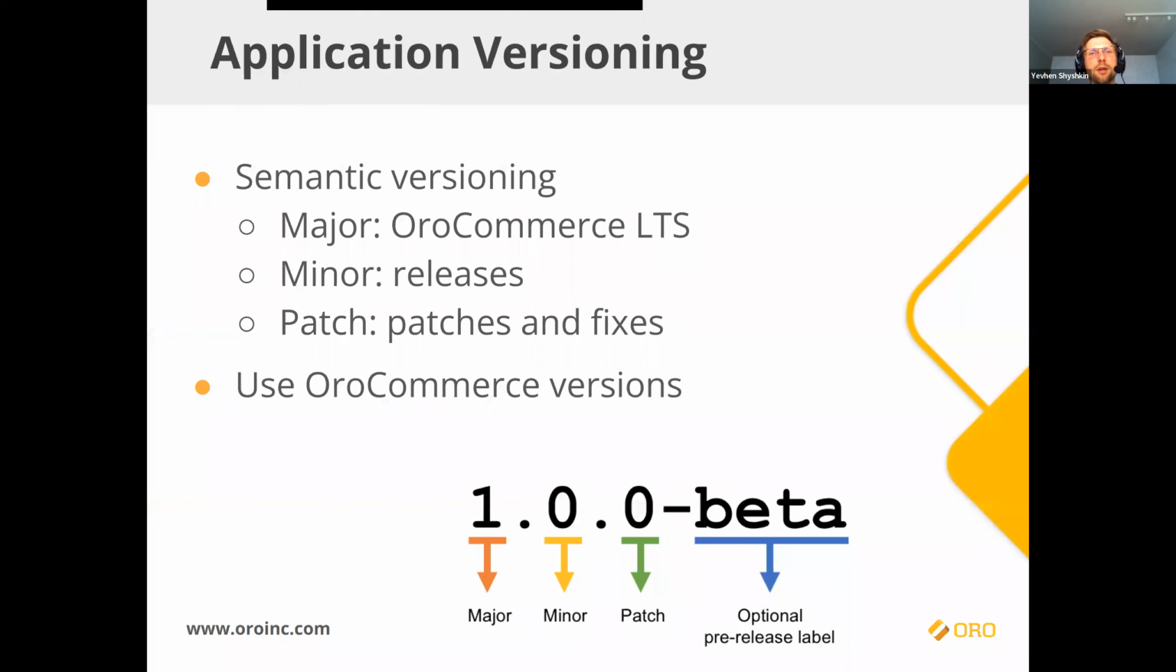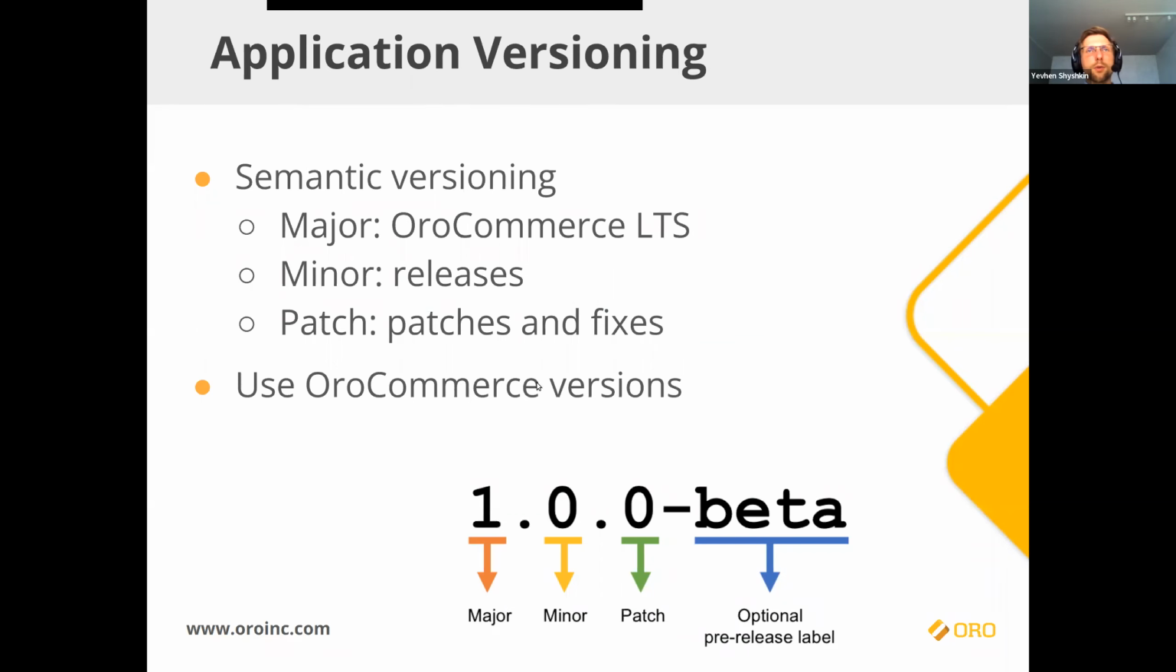So this versioning assumes that you have three primary parts of the version number: major, dot, minor, dot, patch. So here you can see them: major, minor, and patch. Major version is used, or the way recommending to use them, to mark OroCommerce LTS upgrades. LTS stands for long-term support. OroCommerce releases long-term support version every year, and what we recommend is to increase the first digit every time you're upgrading to the next LTS release.